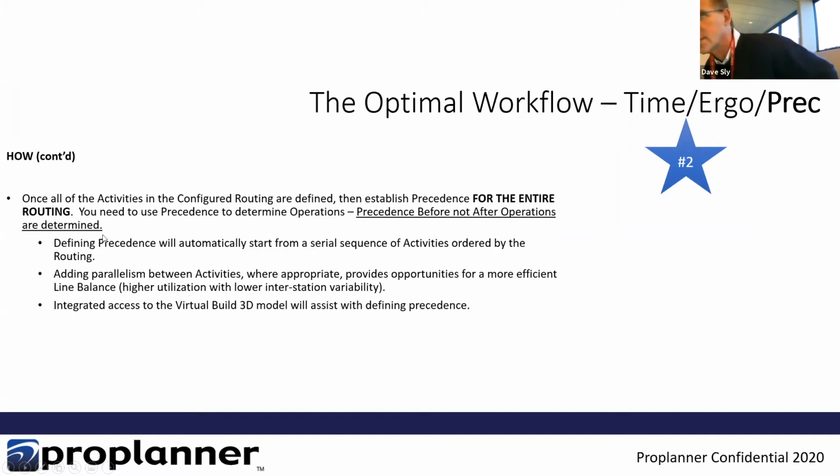That's why I say that precedence is going to bring it in initially by looking at the BOM structure, the M-BOM structure, and then we're going to basically alter it to ensure that we have as much parallel precedence as we can, because we don't want a sequence that becomes very limiting when you're doing line balancing. We want to know what tasks could be done parallel to other tasks. We don't want to be given, well, just do it this way and not consider the other ways the product could be manufactured. So adding parallelism between activities where appropriate provides opportunities for much more efficient line balances, and integrated access to the virtual 3D build model assists in defining this precedence, as you can see.